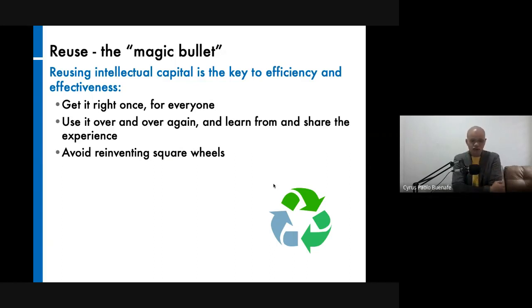And the thing here is that reusing intellectual capital is the key to efficiency and effectiveness. Okay, we get it right once, we do it for everybody. Okay, use it over and over again and learn from and share the experience. Okay, and we avoid reinventing the square wheels. So the mistakes that we've learned in the past, by having that reuse or sustainability mindset, we are actually able to capture those mistakes, those errors, so that we avoid doing them in the future.